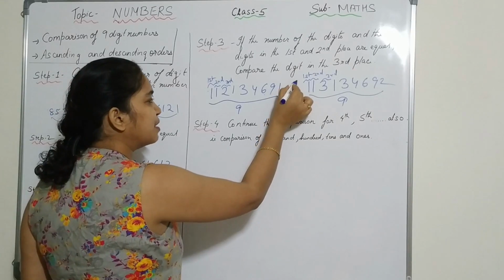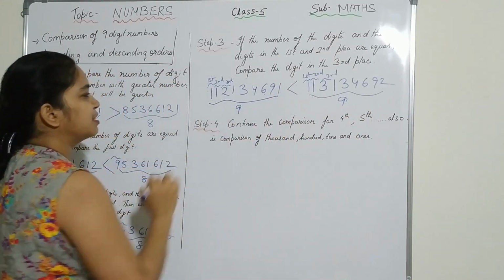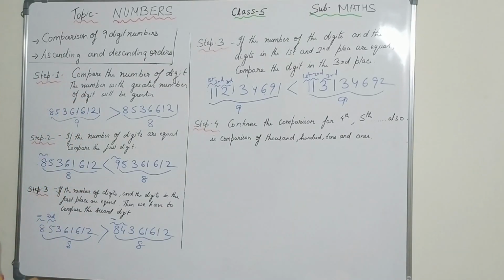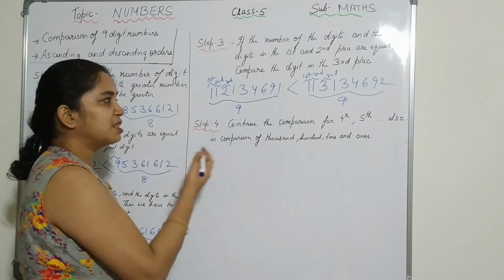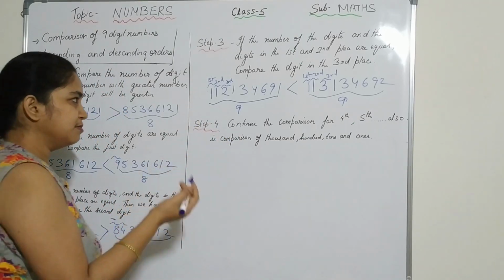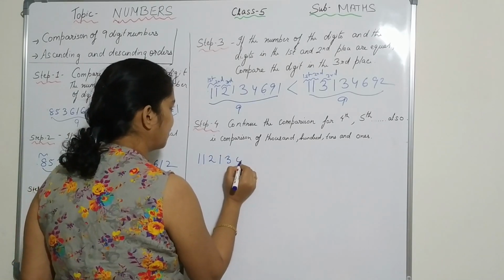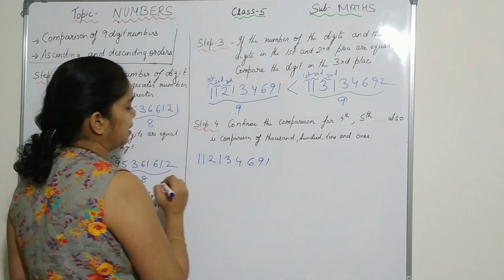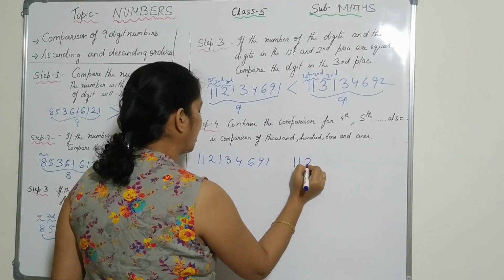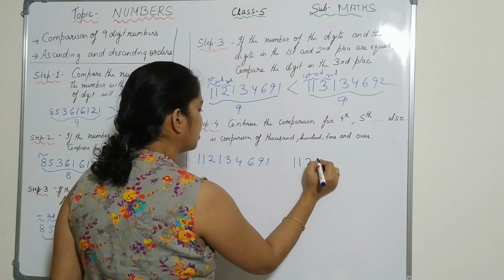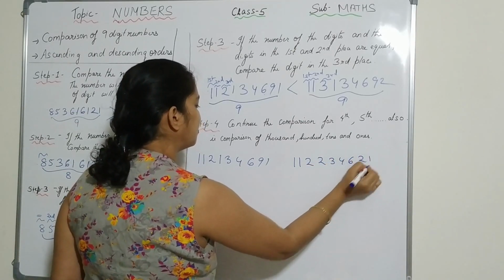So this whole number is greater than this whole 9-digit number. Now we have to compare further, because it is a 9-digit number. So many times a number like this, 1 1 2 1 3 4 6 9 1, is given, and on the other side a number like 1 1 2 2 3 4 6 2 1 is given.